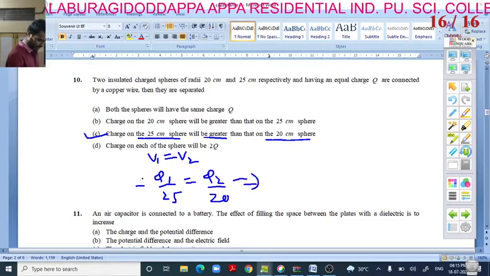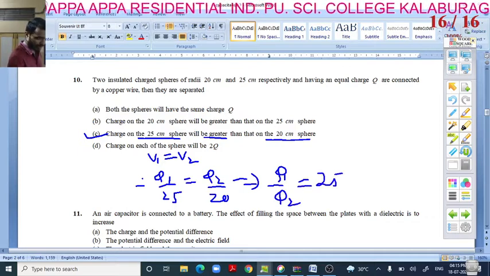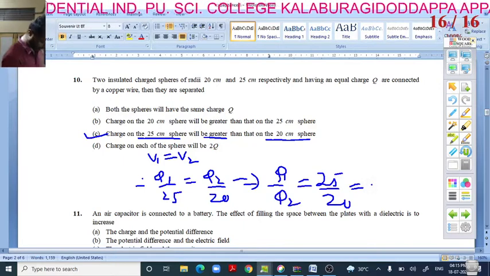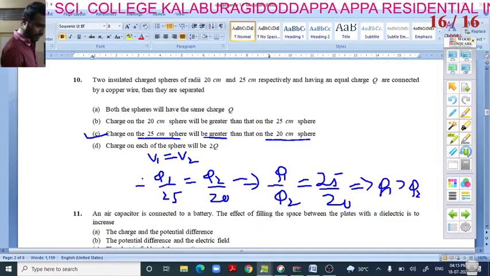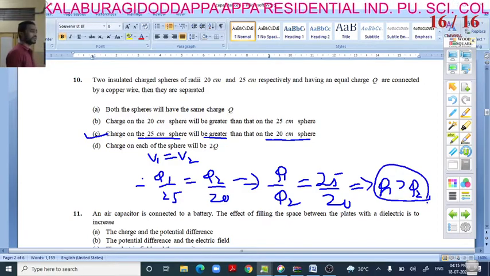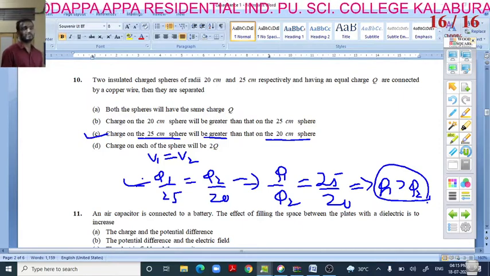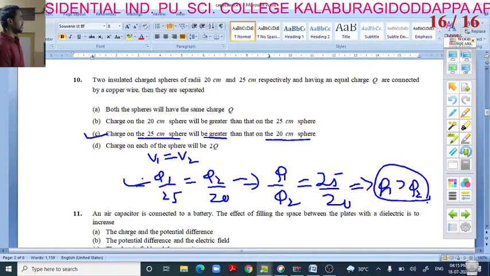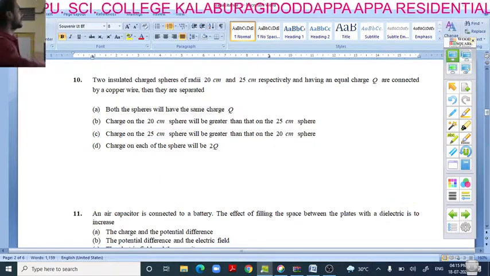So this implies Q1 by Q2 is equal to 25 by 20. What will you get? Q1 is greater than Q2, right? Q1 is greater than Q2, so our option is C. By this we can say, or by general discussion also, which sphere has more radius, we can store more number of charges in such bigger radius spheres, right? Okay. Next.